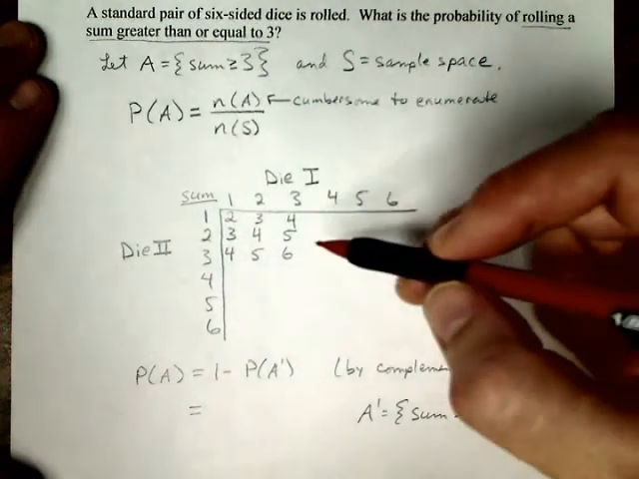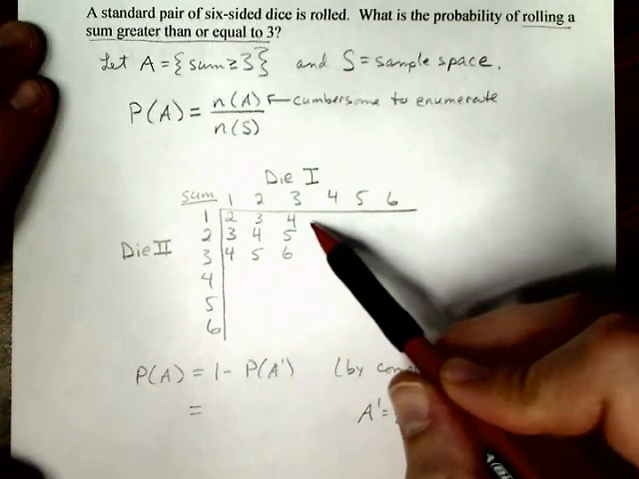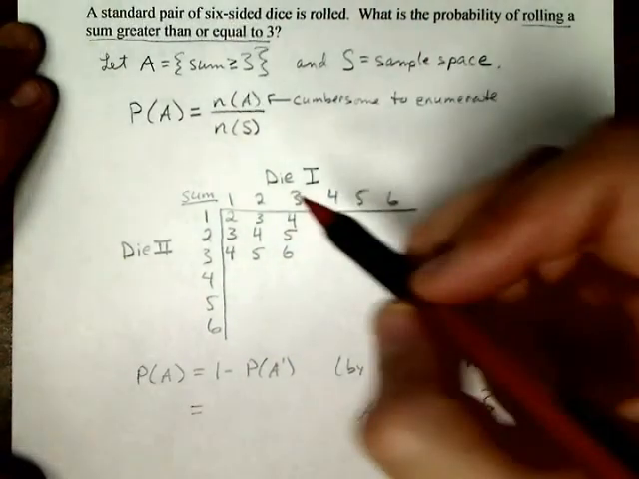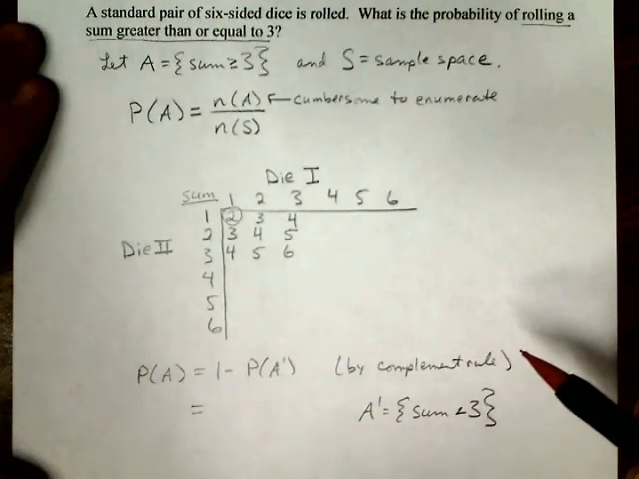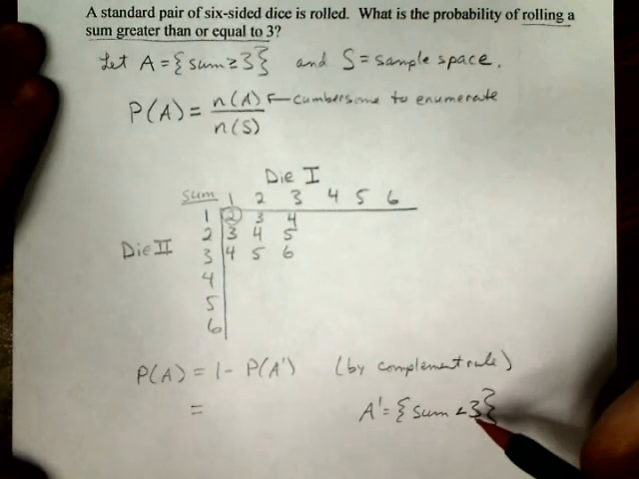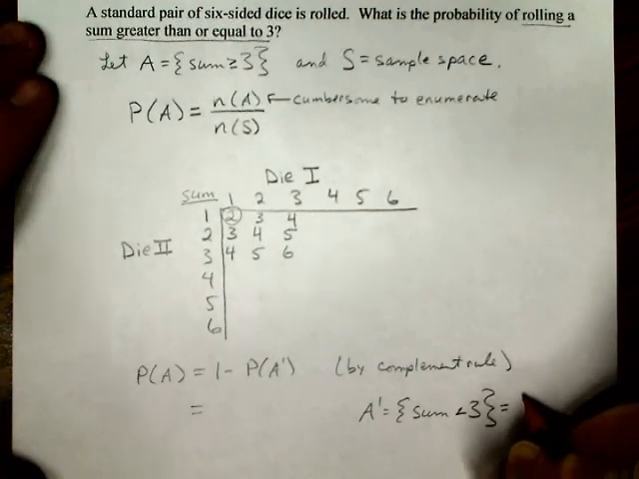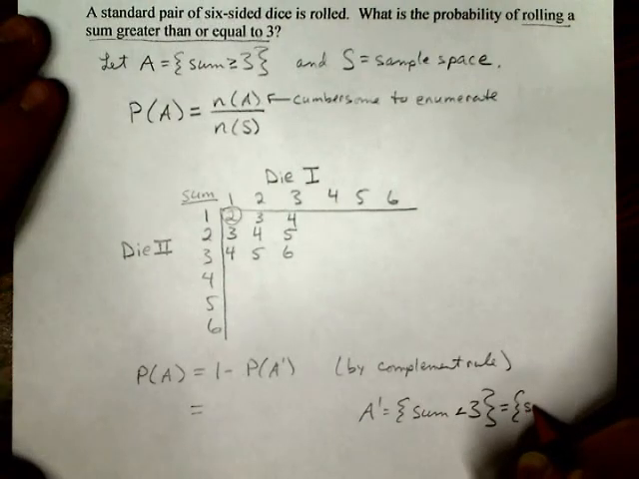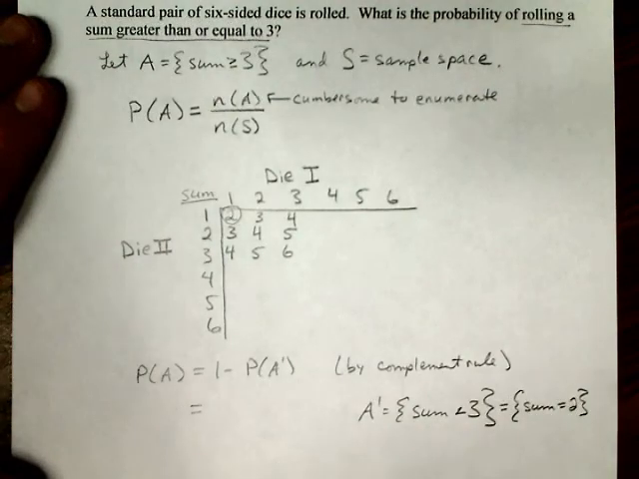Well, if I look at my picture here, if I were to continue to fill in this table, my numbers would get bigger in this direction and so forth in this direction. But this outcome right here is the only outcome where my sum is less than 3. So when I think about a complement, it's the event where the sum is less than 3, but that's really just the outcome where the sum equals 2, namely where I roll the 1-1 dice combination.